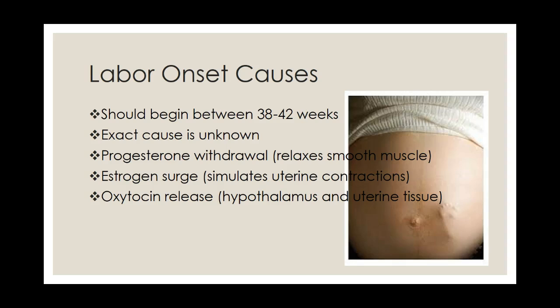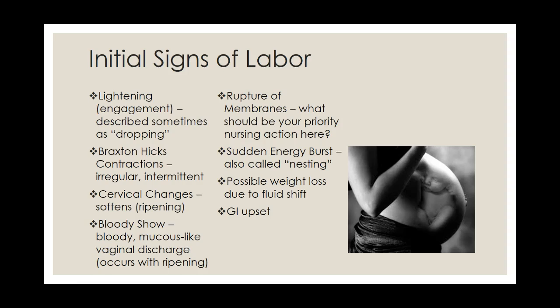The synthetic form of oxytocin is Pitocin, and that's what we give to induce moms or cause contractions whenever hers are not adequate enough. We have a few initial signs of labor. These are also called premonitory signs of labor.